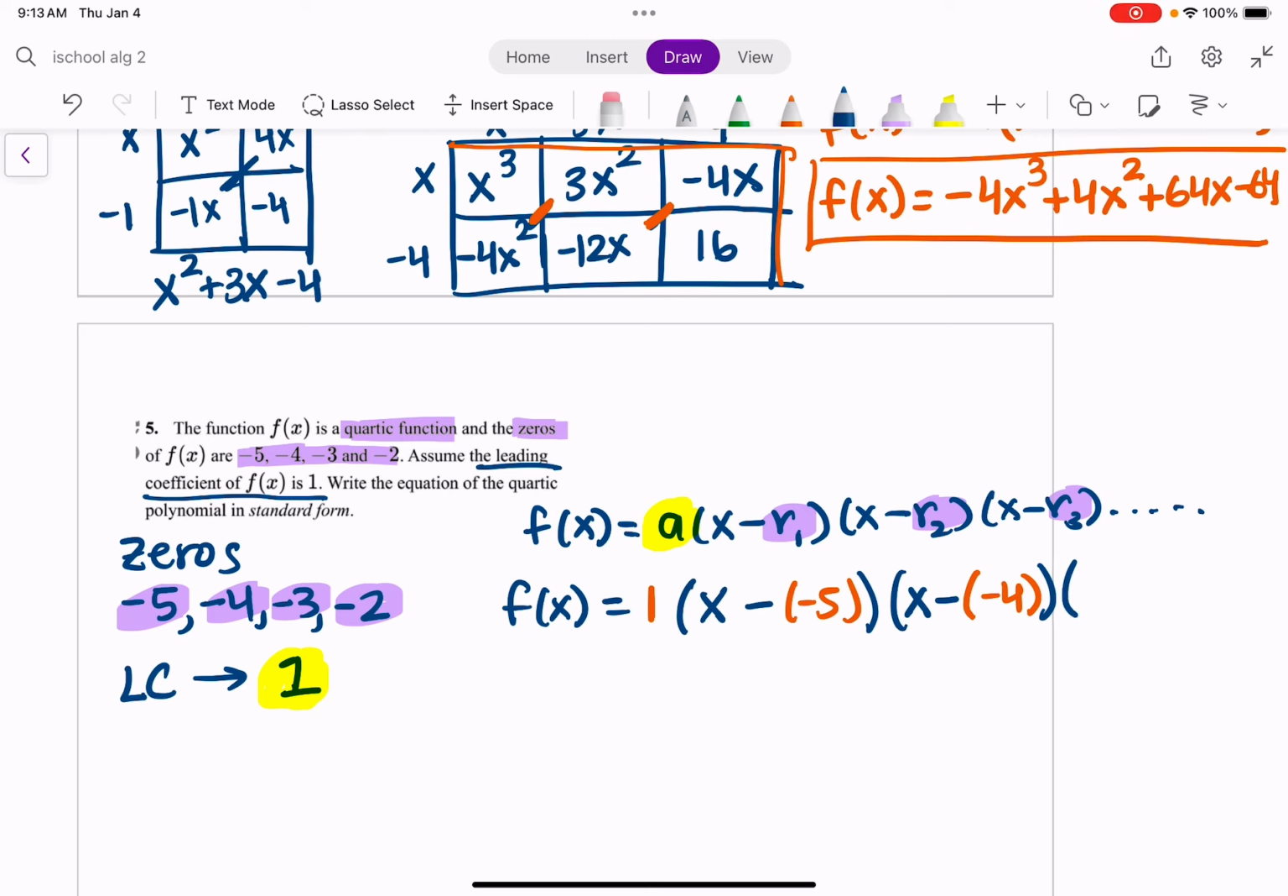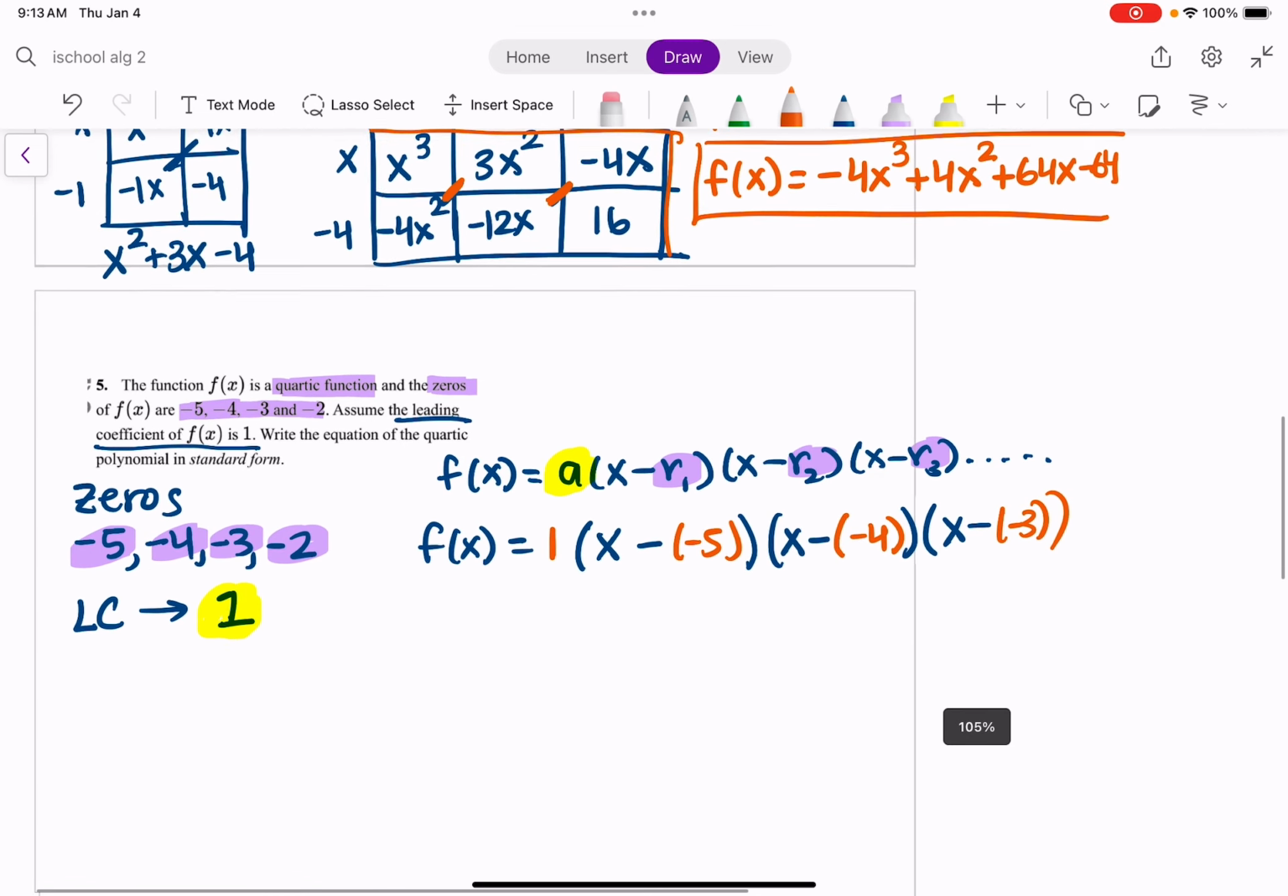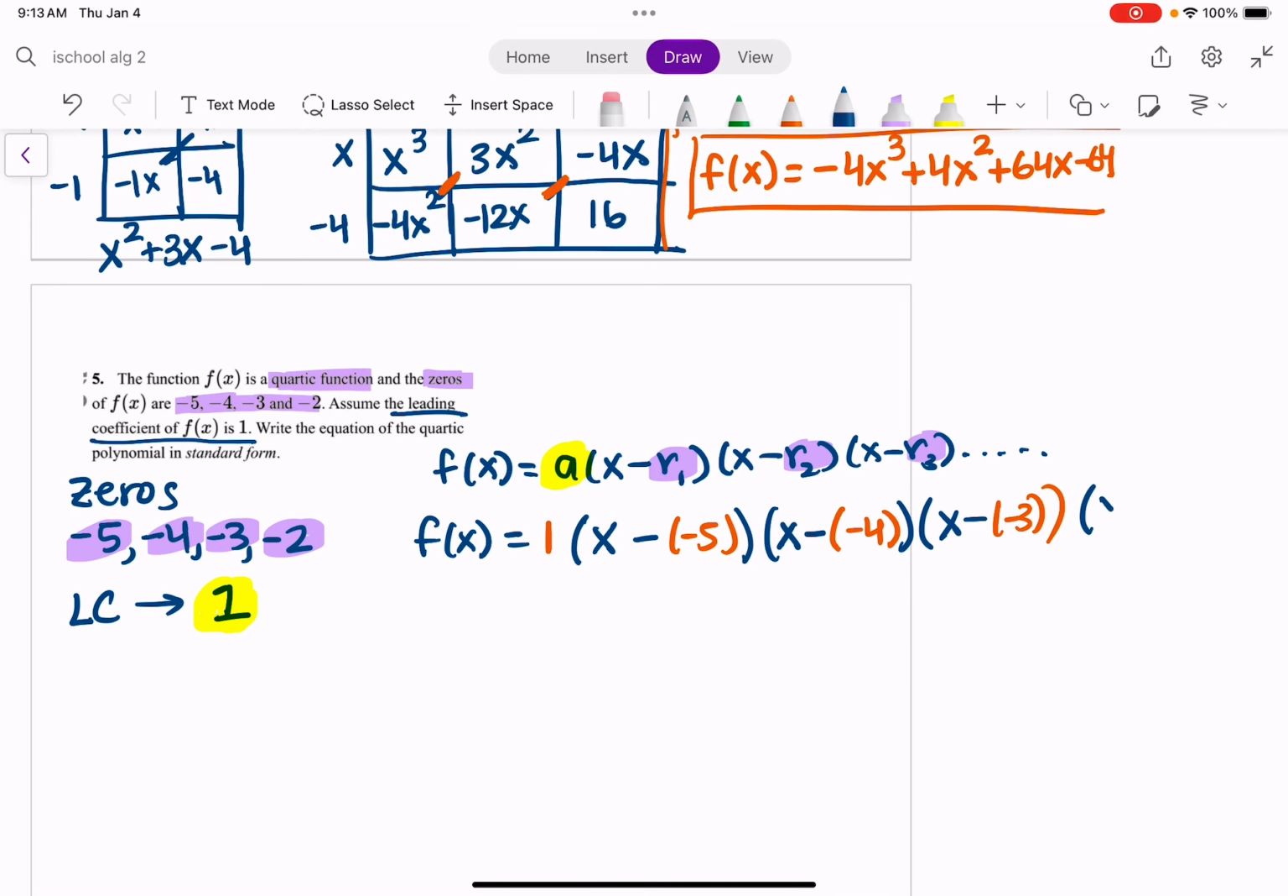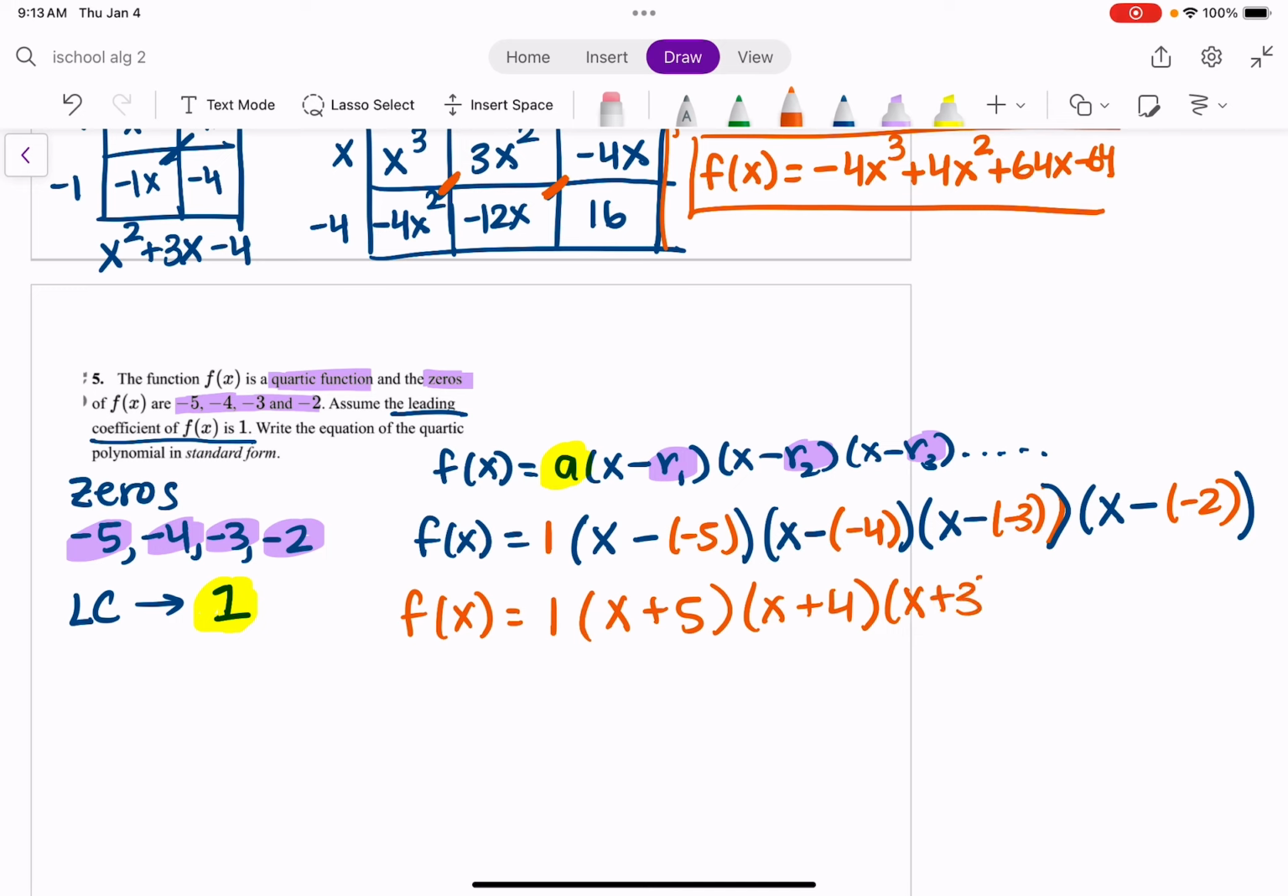Okay, so I have my third zero, x minus -3, and then I have one more zero, which is x minus -2. Oh, the music might have stopped. Okay, so now I can simplify this, right? I can write it as f of x equals 1, and then x plus 5, x plus 4, x plus 3, and x plus 2.